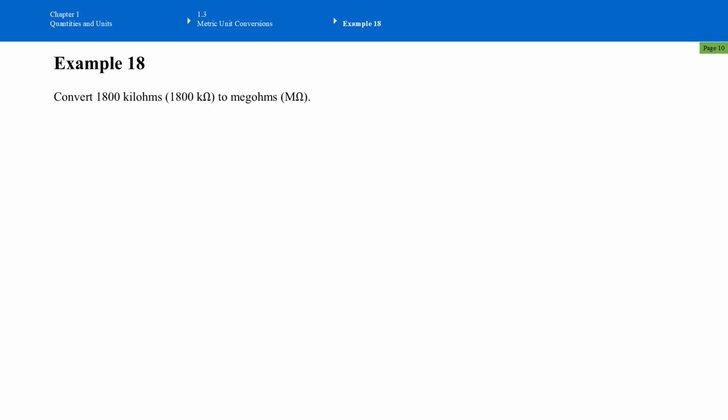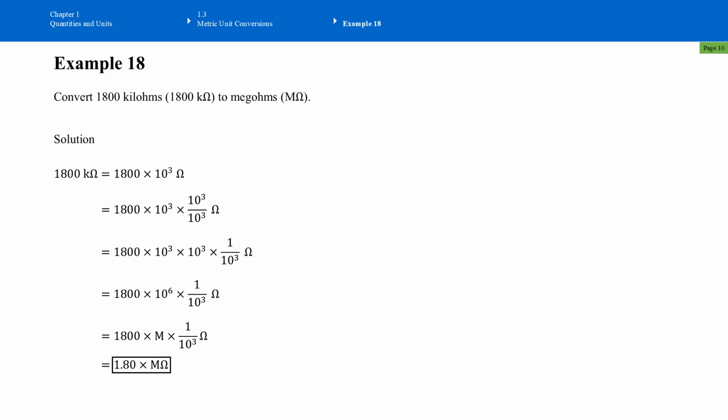Example 18. Convert 1800 kiloohms to megaohms. First, let's write that in engineering notation. So the 1800 kiloohms becomes 1800 times 10 to the third ohms. Our goal is to get megaohms. So we can multiply by 1, but this 1 is made of 10 to the third divided by 10 to the third. And then we're going to rearrange it.